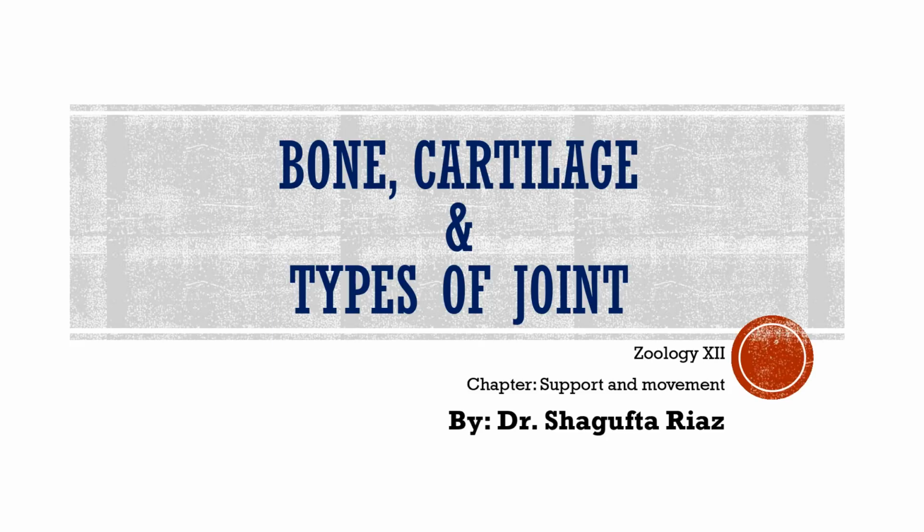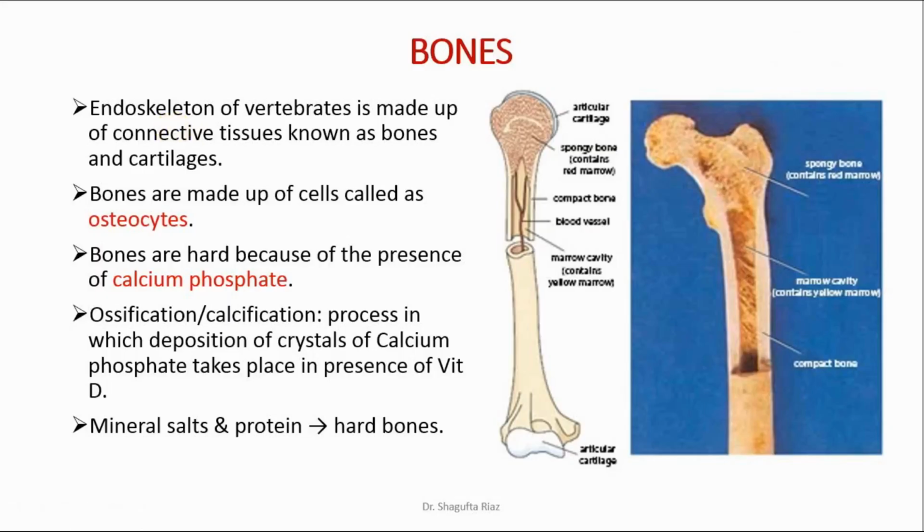Remember, we have discussed the types of skeleton in our previous lecture, that was exoskeleton, endoskeleton and hydrostatic skeleton. In this lecture, we will discuss what is endoskeleton made up of and how it works. The example of endoskeleton was vertebrates, so we will discuss here in detail. Endoskeleton of vertebrates is made up of connective tissues known as bones and cartilages.